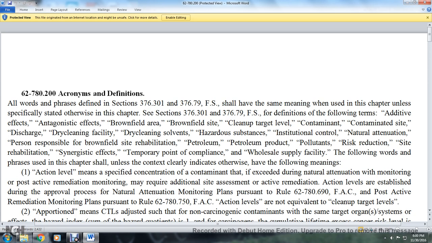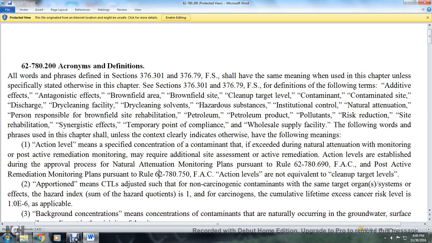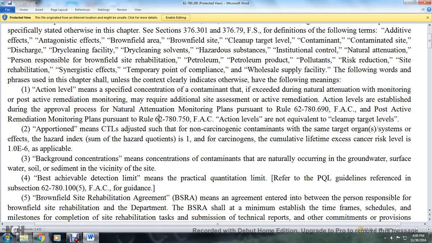Florida Administrative action level is not equivalent to cleanup target levels. Cleanup target levels are adjusted for non-carcinogenic contamination with the same target organ systems and effects, using the hazard index. The sum of the hazard quotients is one. For carcinogens, the cumulative lifetime excess cancer risk of this level is 1.0 E-6, as applicable.